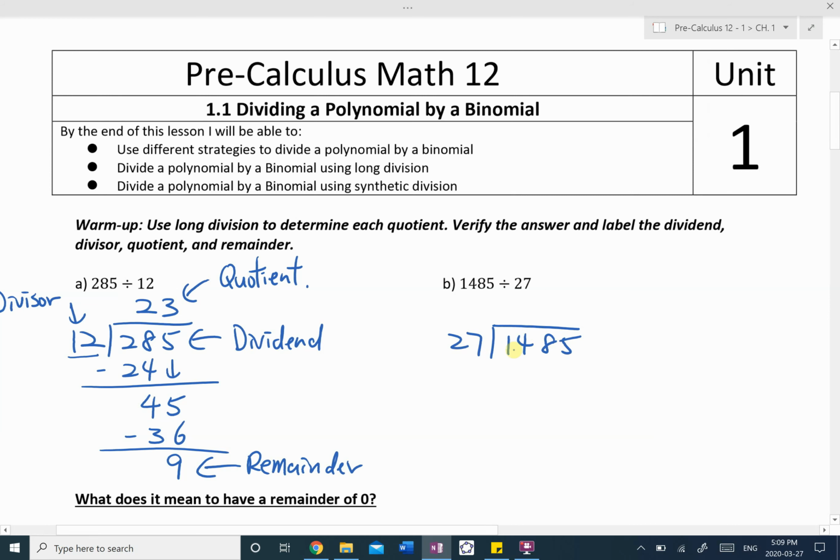You look at this, you have 27 goes into 14 0 times. You can't make 27 go into 14, so you have to look at 3 digits. 27 goes into 148. How many times is this? This is about 5 times. And 27 times 5 is 135. Again, you subtract them. 148 minus 135 is 13. You bring down the next digit, and that's 135. And 27 goes into 135 exactly 5 times. You subtract, and you get 0.